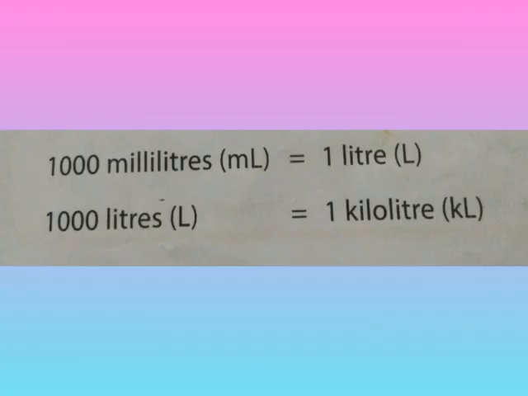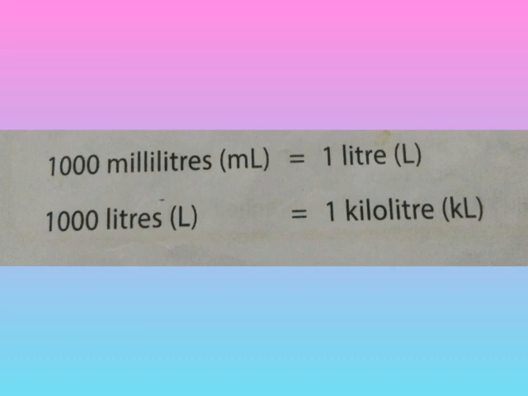The units of capacity can be changed from one to another. For example, 1000 milliliter is equal to 1 liter, and 1000 liter is equal to 1 kiloliter.